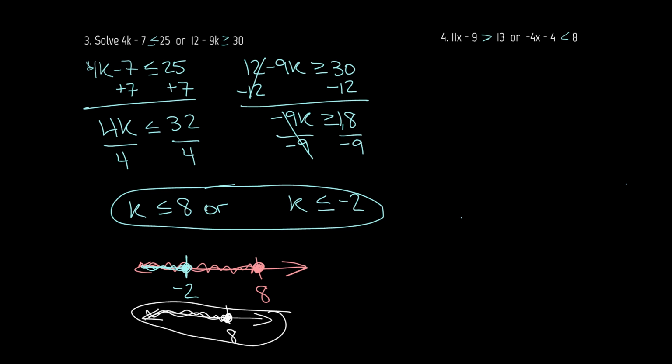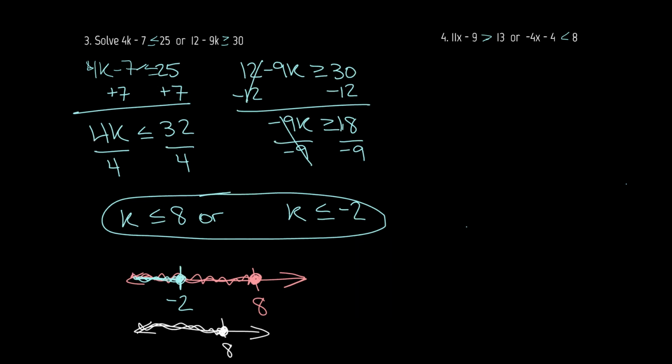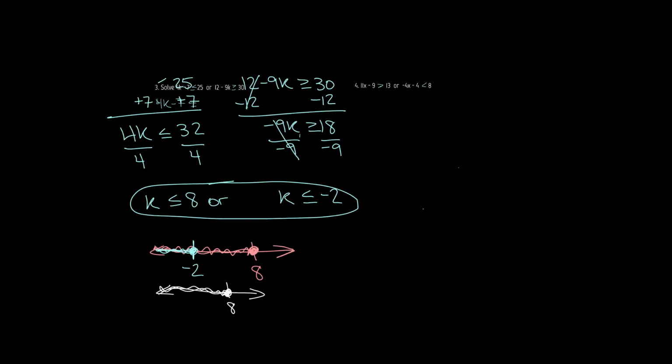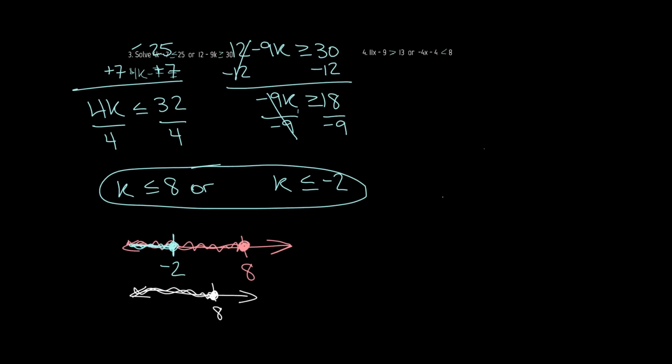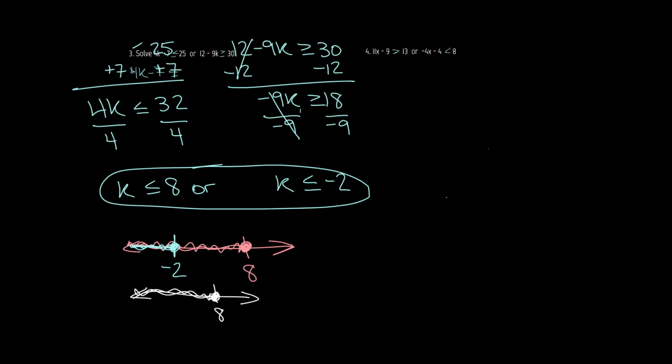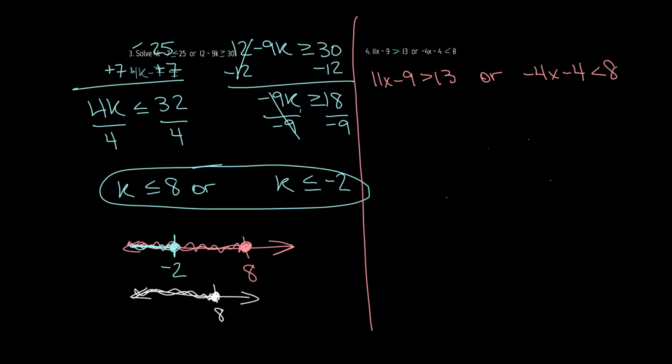Okay, let's try another one. All right, number 4 says 11x minus 9 is greater than 13, or negative 4x minus 4 is less than 8.